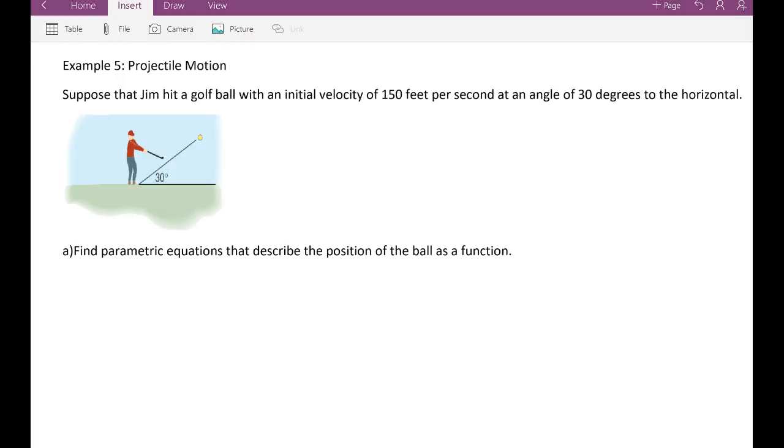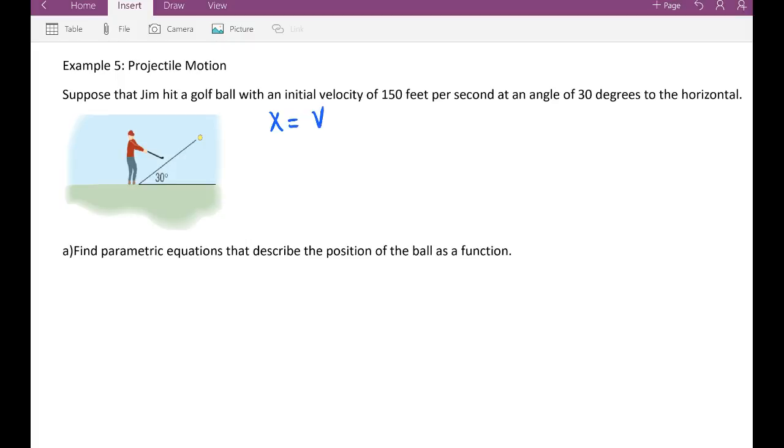Suppose that Jim hit the golf ball with an initial velocity of 150 feet per second at an angle of 30 degrees to the horizontal. Find parametric equations that describe the position of the ball as a function. So if you guys remember, I gave you the projectile motion in class. Okay, let me just write that right here.